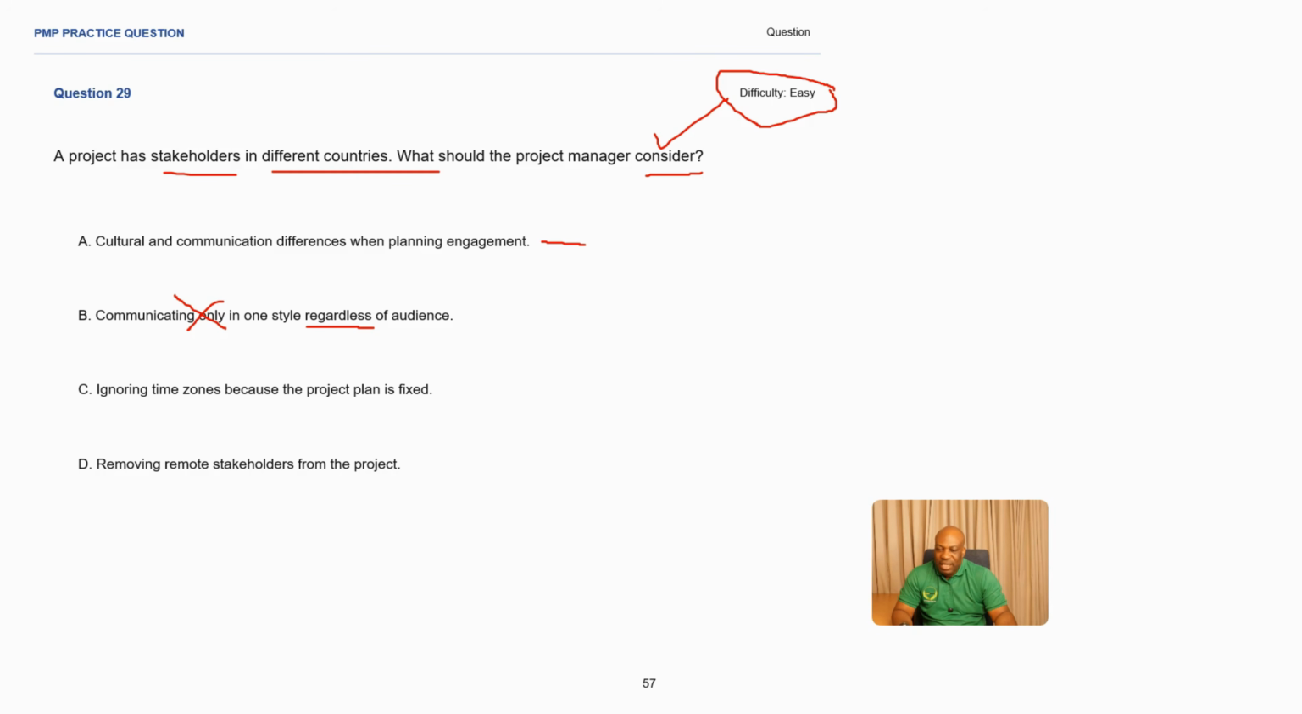Then C, ignoring the time zones because the project plan is fixed. You cannot ignore time zones. People in different countries, in different time zones, they will come to work at different times. So you need a way to coordinate and communicate with your team, thereby making this an incorrect answer. Removing remote stakeholders from the project. You cannot just do this. This day and age, most of the projects are being delivered remotely. And you might have the skills that you want existing remotely. So you cannot just go on and remove these stakeholders, making this an incorrect answer.